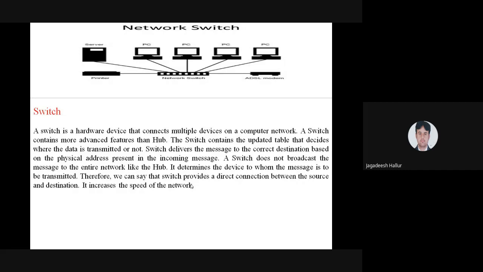So therefore, we can say that a switch provides a direct connection between the source and the destination, so that it increases the speed of the network. Once we came to know that this PC has been connected to this MAC address, we can easily send the information from the source to the destination by maintaining that table.